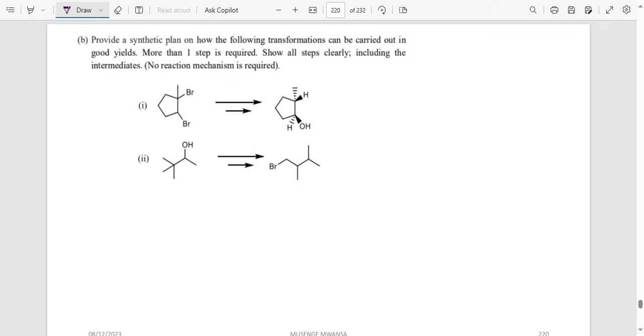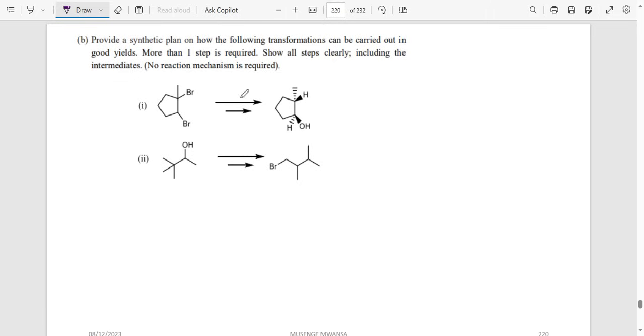Provide a synthetic plan on how the following transformations can be carried out in good yields. More than one step is required. Show all steps clearly, including the intermediates. No reaction mechanism is required. Now, here no reaction mechanism is required, but for the sake of perhaps the question coming in a different way, I'm going to also show the mechanism. But if you are answering this one, you just write the specific points which I will show without a mechanism.